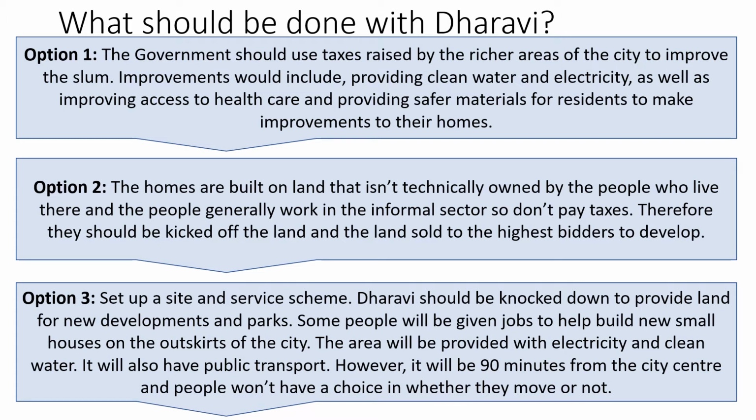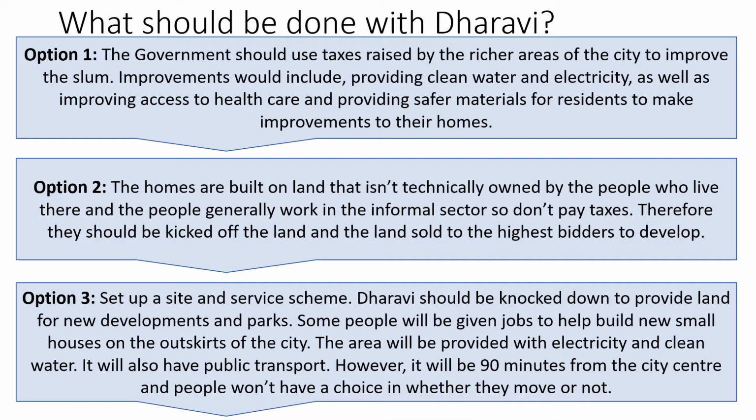Option 2, the homes are built on land that isn't technically owned by the people who live there, and the people generally work in the informal sector, so don't pay taxes. Therefore, they should be kicked off the land, and the land should be sold to the highest bidders to develop. The people that are kicked off the land would then have to find a new place to live.